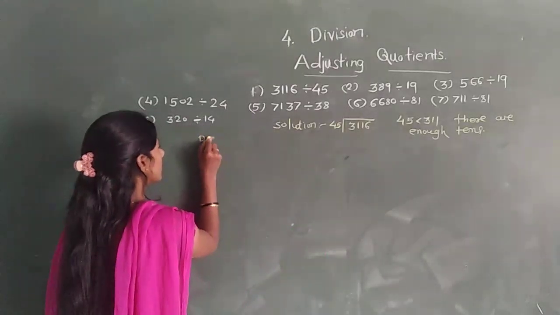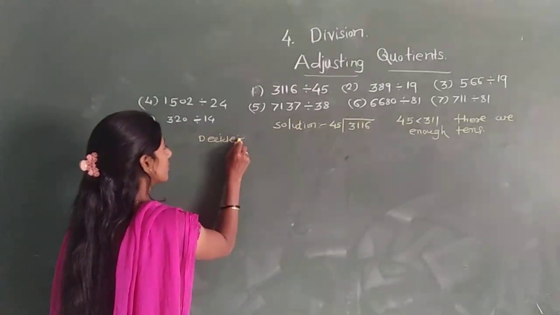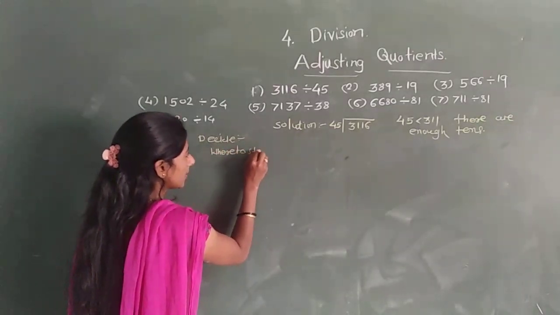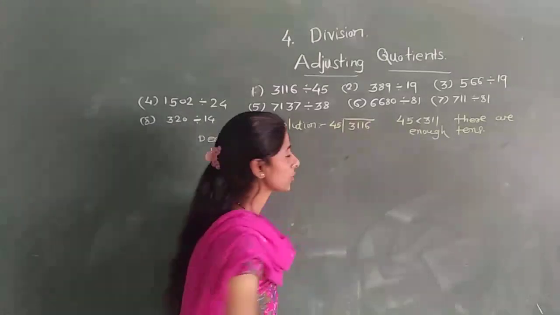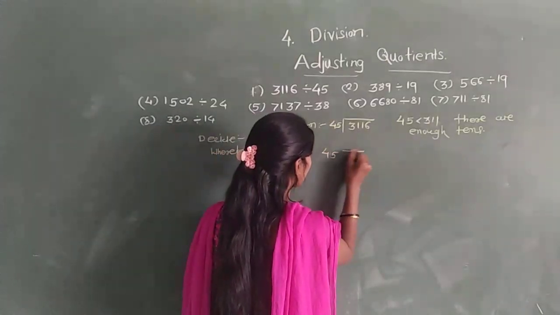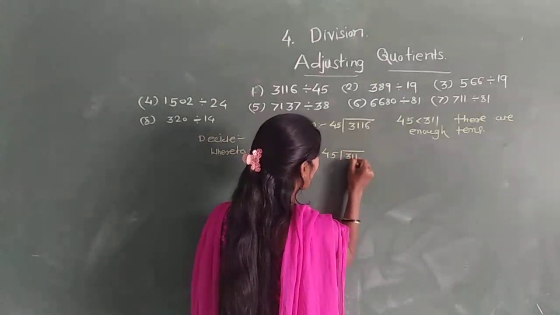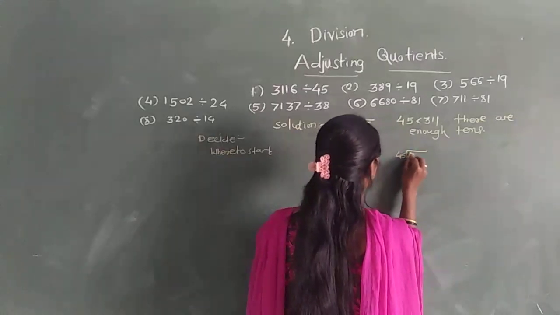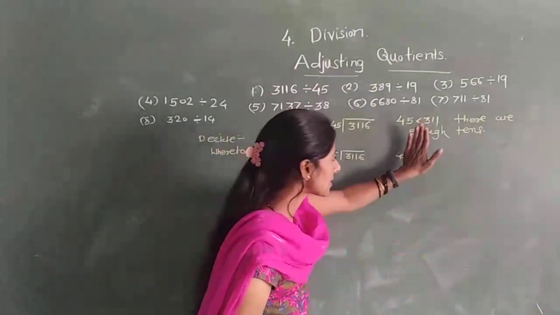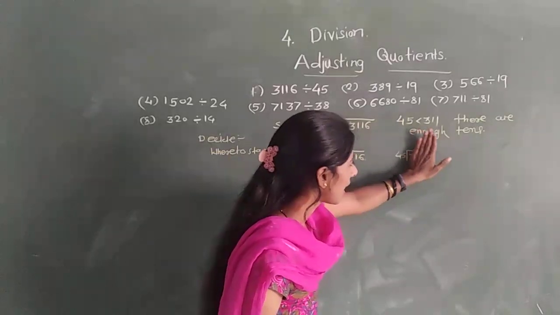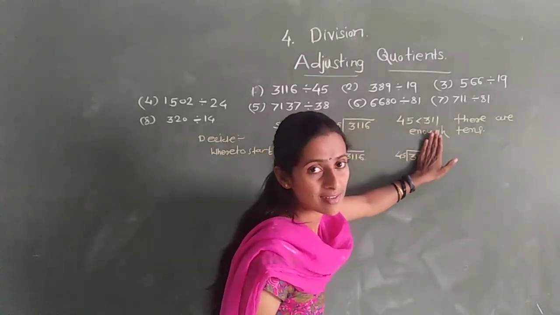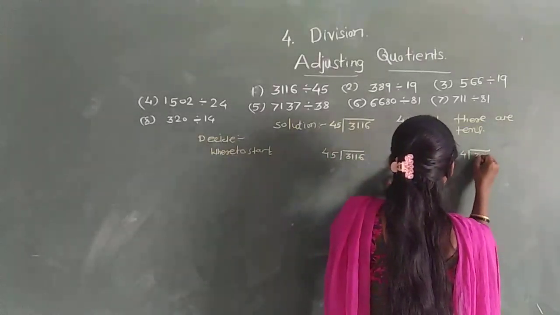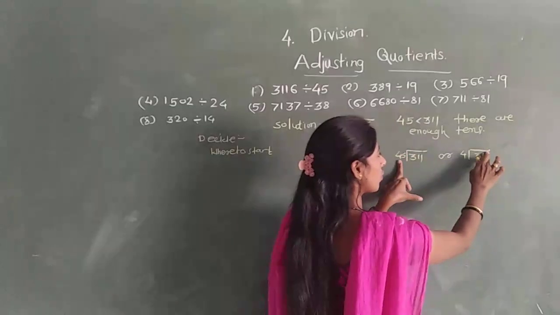First, decide where to start. Okay, so find the estimated quotient. Here 45 divided into 3116. Okay, so think 45 into 311: only consider the first digit of the divisor, and here do not consider the last digit of the dividend. That is 4 and 31, only 31.